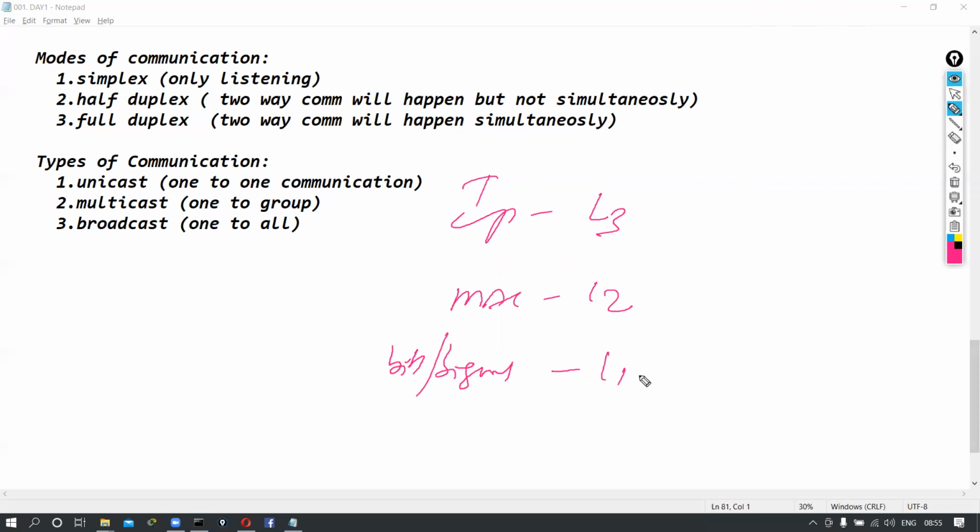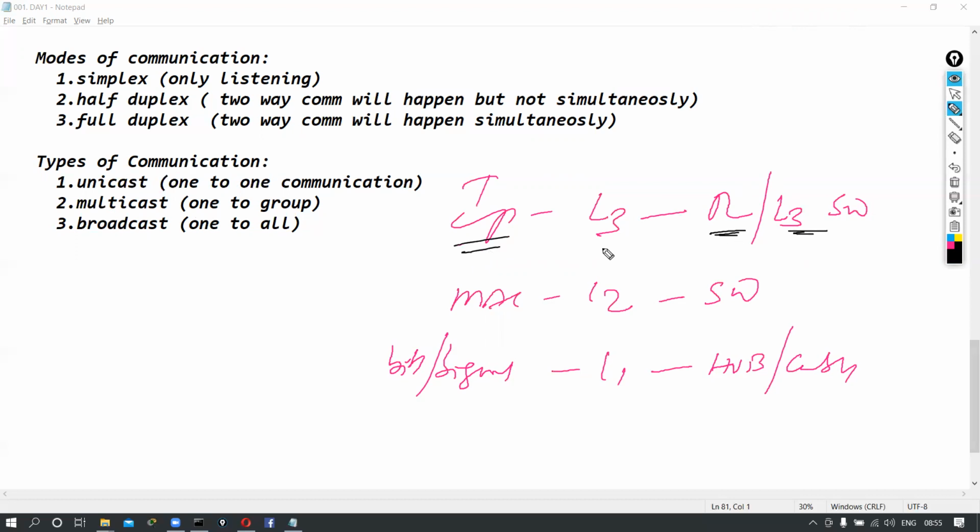Clear now? Layer 1 devices are called hub, cable, repeater. Layer 2 device is called a switch. Layer 3 device is called a router or L3 switch. These devices will understand IP address because they are L3 devices. What about L2 devices? A switch will understand only MAC address. L1 devices mean cables and hub. Will cables understand MAC address? No. They forward only signals via the cable. Signals are bits only. Clear now?